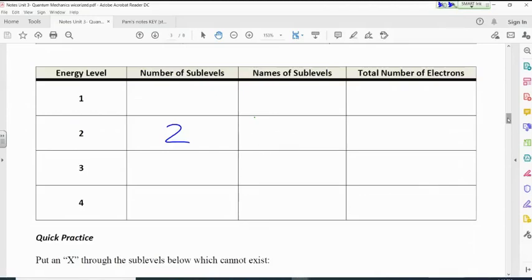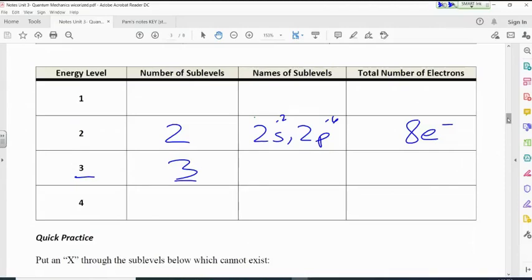We crossed a 2s and a 2p. So remember, there's 6 in p's and there's 2 electrons in s's. So that's 8 electrons total for the second energy level. In the third energy level, there's going to be 3 sublevels. It always matches those numbers, how many sublevels it has.